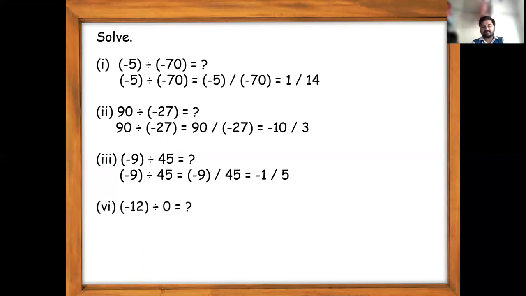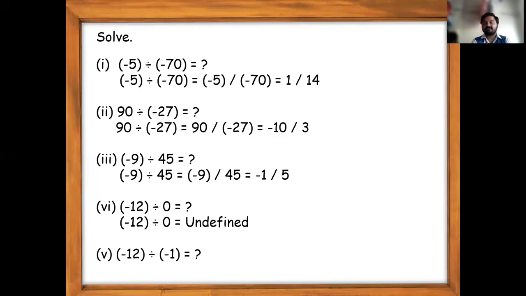Now, tell me the answer for this question. Okay. Excellent, students. So it is undefined. Whenever we divide any number by 0, that is, whenever 0 is in the denominator, you will get the answer as undefined, because we do not have any answer as such. So we say it is undefined.